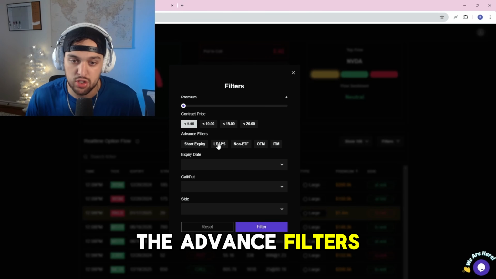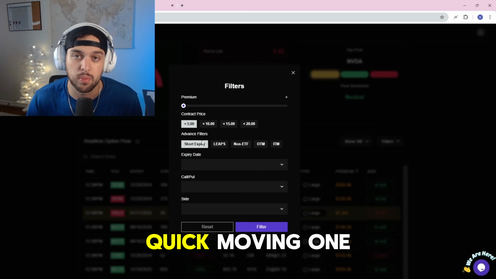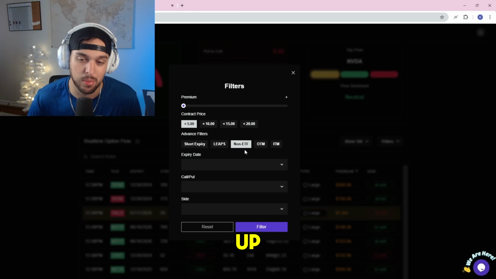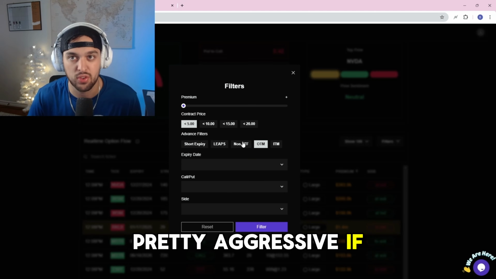The advanced filters, you can find the leaps, you can find short expirations. Those are the quick moving ones, the more aggressive orders. Non-ETF is just going to pop up everything besides SPY and QQQ. Out of the money, pretty aggressive if they're going out of the money.